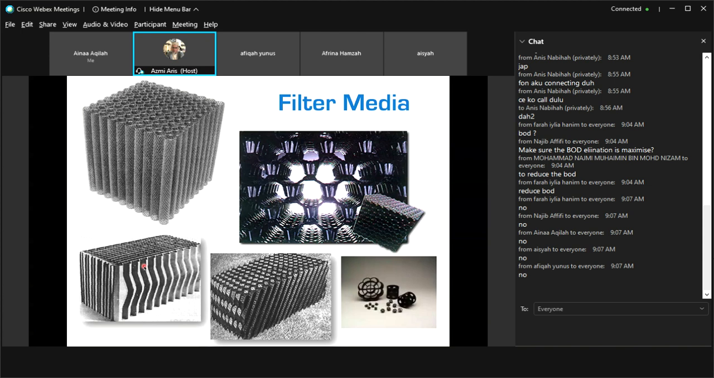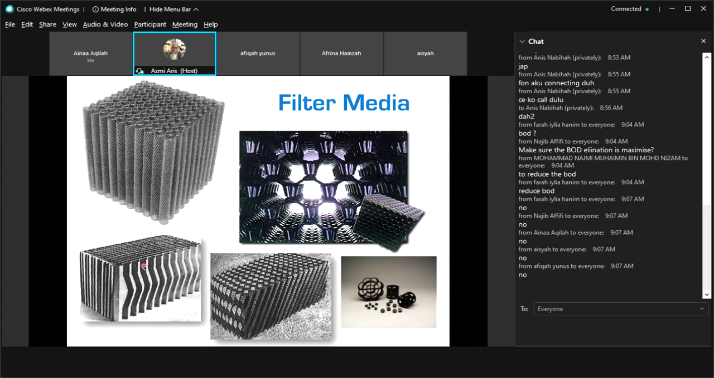The main difference between bio tower and trickling filter is the media, the type of media. And because the bio tower uses plastic media, it can go high, and that is why we changed the name from trickling filter to bio tower.